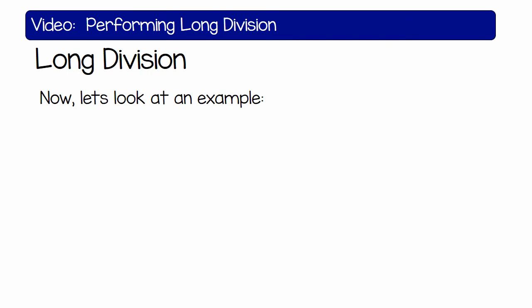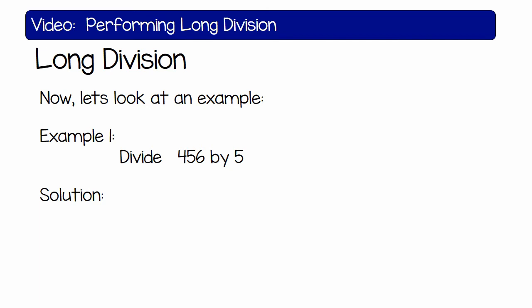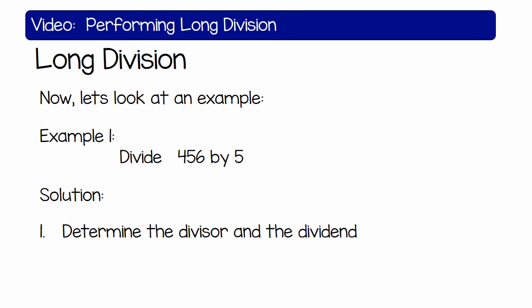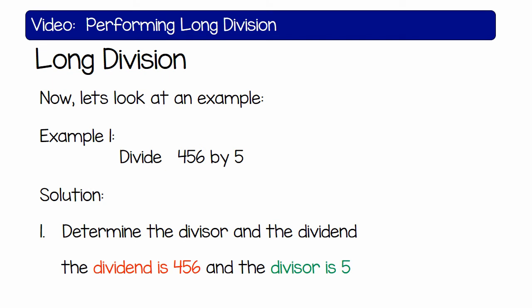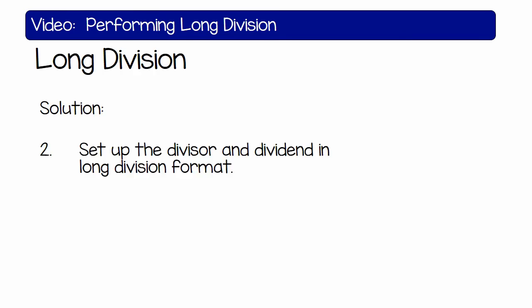Now, let's look at an example. Here is example 1. Divide 456 by 5. Here is the solution. Step number 1. Determine the divisor and the dividend. The dividend is 456 and the divisor is 5. Now, set up the divisor and dividend in long division format. 456, the line between, the line on top.